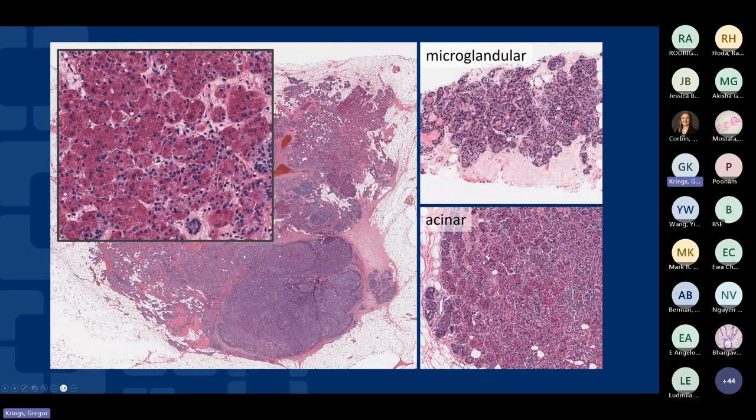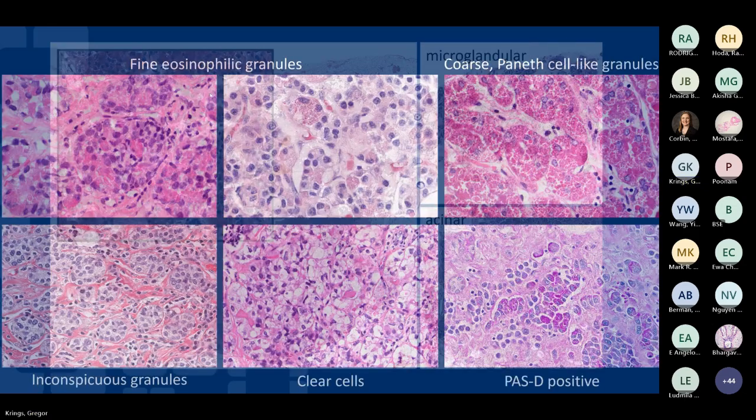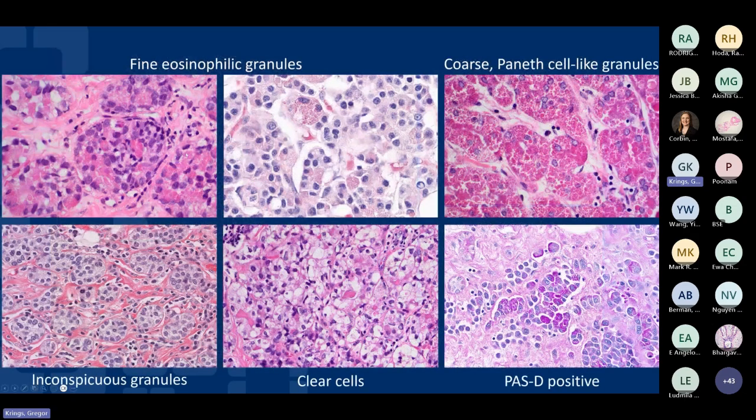And on higher power, we see that characteristic evidence of serous acinar differentiation with very granular cytoplasm showing Paneth cell-like granules in these cells. The granules in some cases can be fine, in some cases they can be more focal. Often they're at least focally coarse and Paneth cell-like, as is seen here. And in some cases they can be very inconspicuous, as you can see here in the bottom left, and this, of course, makes the diagnosis much more challenging.